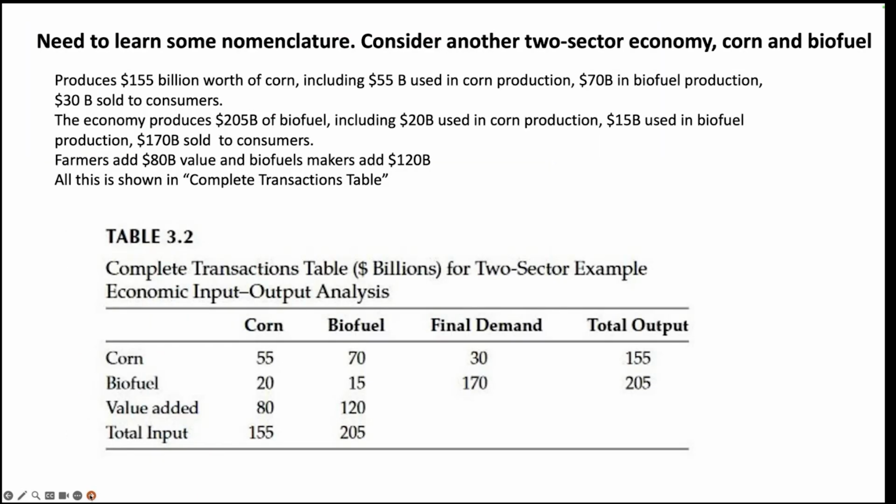And so you need to learn a little bit of nomenclature. So let's think about another two-sector economy, corn and biofuel. So if we produce $155 billion in corn, it includes $55 billion used in corn production, $70 billion in biofuel production, and $30 billion sold to consumers. And so the economy produces $205 billion of biofuel, including that. All this is shown in the complete transaction statement. So here's the corn that you need, and the biofuel, there's the total. So you get total input, 155 tons of corn, 205 tons of biofuel, and it works like that.